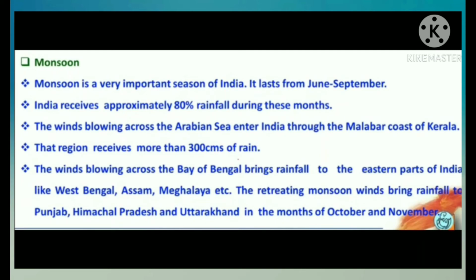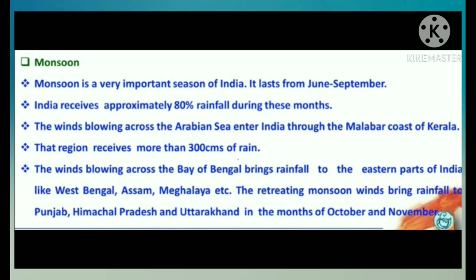The winds blowing across the Arabian Sea enter India through the Malabar coast of Kerala. जो हवाएं अरेबियन सी से एंटर करती है मलाबार कोस्ट होते हुए केरला के, वो हवाएं इंडिया में आती है. That region receives more than 300 centimeters of rain. इसी वजह से इस इलाके में 300 सेंटीमीटर से ज़्यादा रेन होती है.